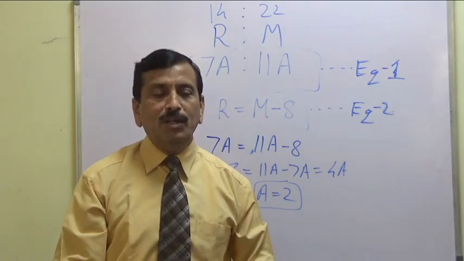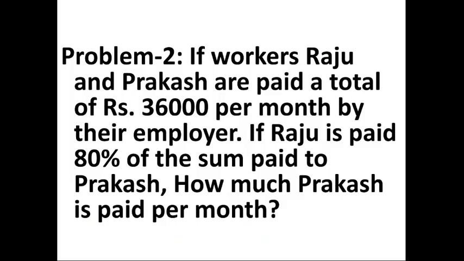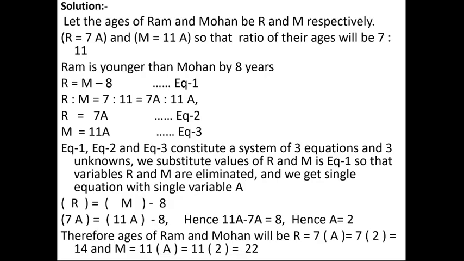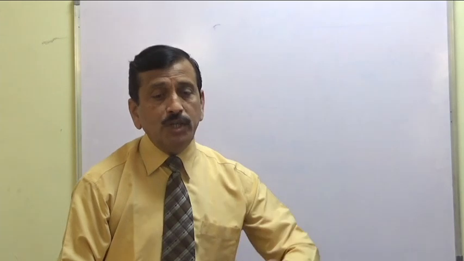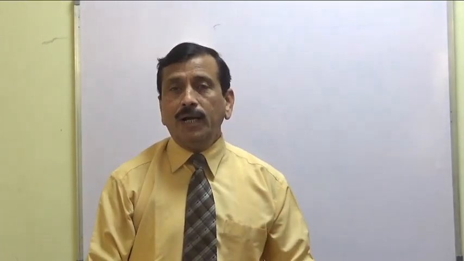Let's see the next numerical. Read the numerical carefully. The solution part illustrates everything I have described on the board. You can carefully go through it and now go for the next. Read the problem carefully and try to formulate the simultaneous equations so that we can solve it. If workers Raju and Prakash are paid a total of rupees 36,000 per month by their employer, and Raju is paid 80% of the sum paid to Prakash, how much is Prakash paid per month?